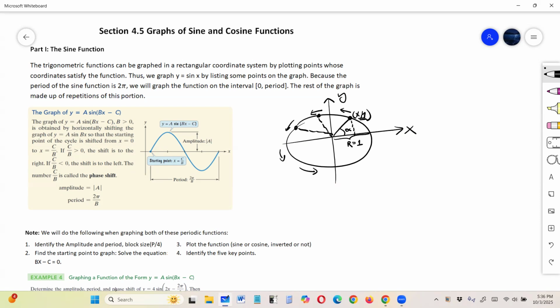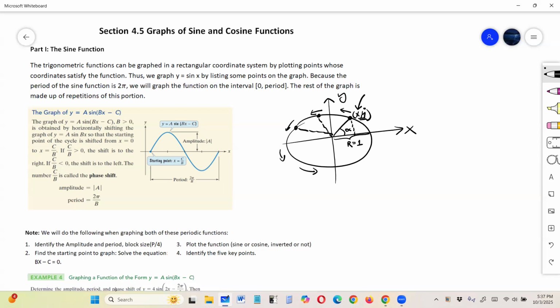as it's moving. Now, the value of the Y coordinate as this particle is moving on the circle is what we call the sine function. And the value of the x coordinate is what we call the cosine function. So this is a little bit of a review. This was covered in section 4.4, and you can take a look at the video from that section.